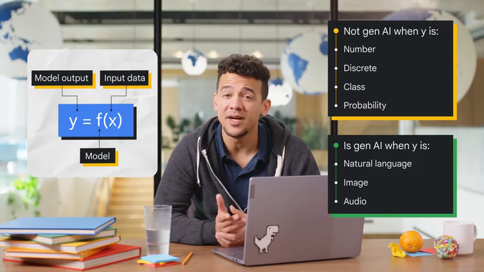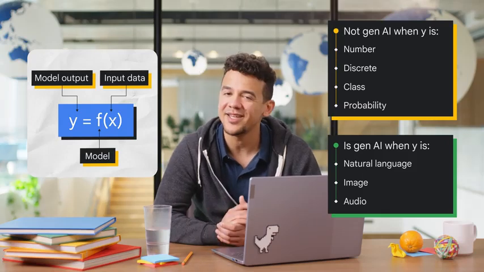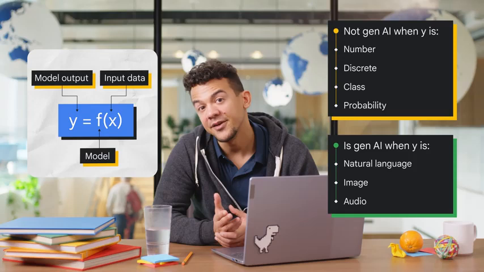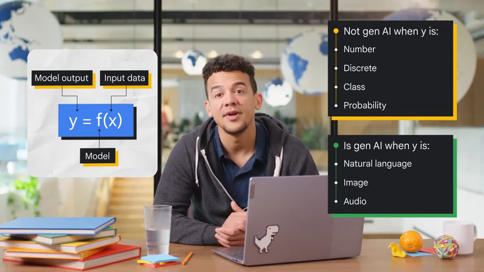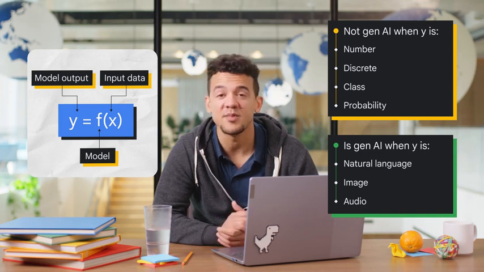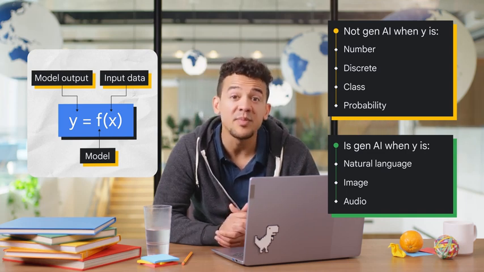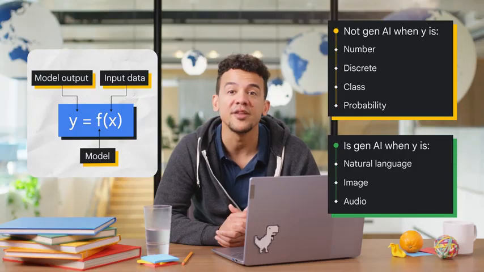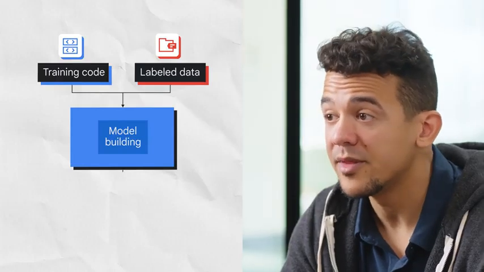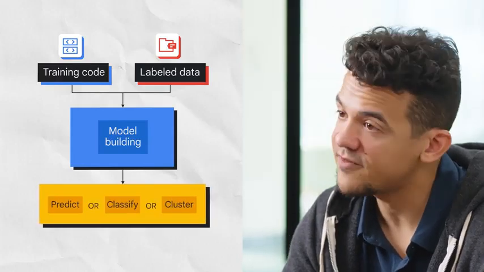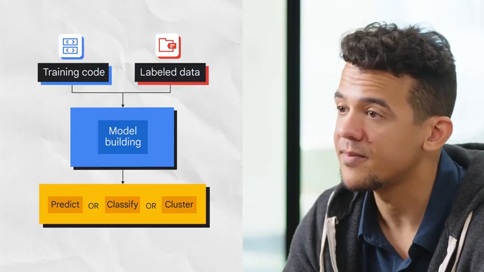If the y is a number, like predicted sales, it is not generative AI. If y is a sentence, like "define sales," it is generative, as the question would elicit a text response. The response will be based on all the massive large data the model was already trained on. So, the traditional ML supervised learning process takes training code and labeled data to build a model. Depending on the use case or problem, the model can give you a prediction, classify something, or cluster something.